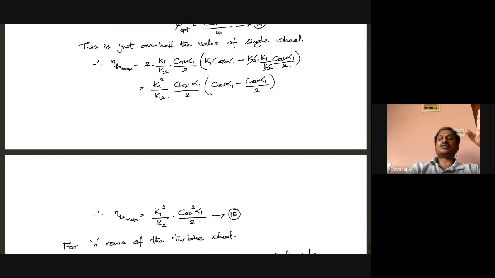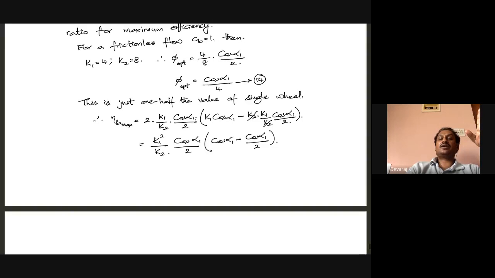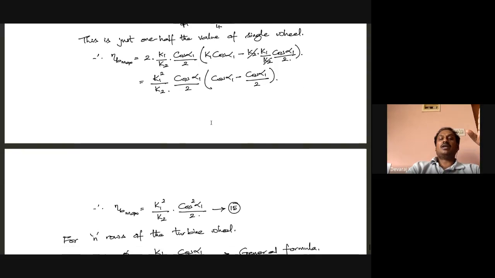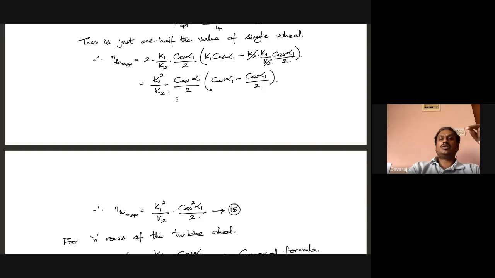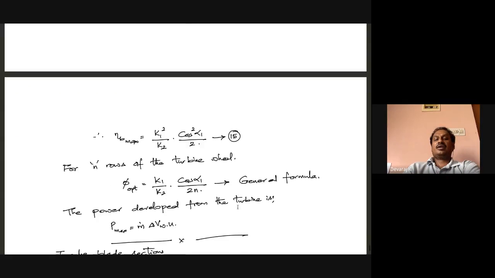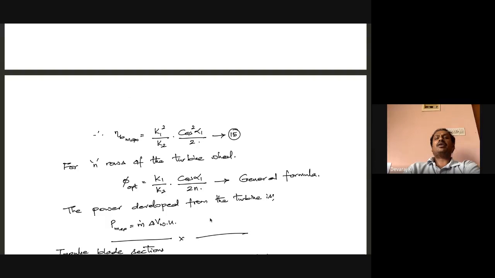If I substitute the optimum phi for just one half of the single wheel and simplify, I get K1 square by K2 into cos square alpha 1 by 2. I am calling that equation number 15, and this is my maximum blade efficiency. And what will be the power equation for such a condition? The power developed by the turbine will be mass flow rate into the work done, or specific work, that is delta VW into U.